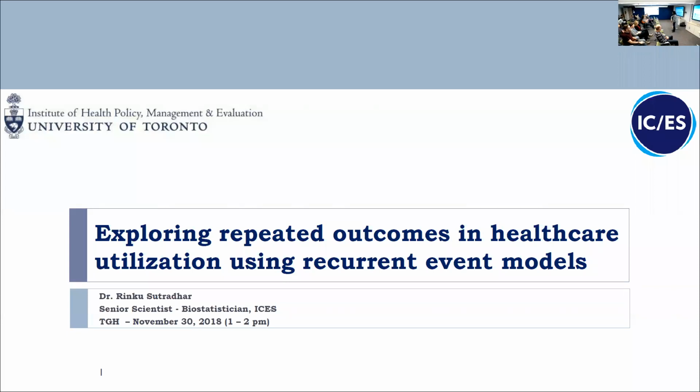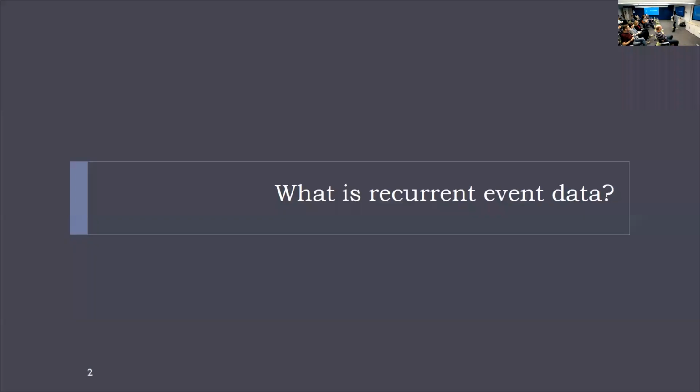Sutradhar. I am a biostatistician and a senior scientist at ICES and associate professor. I teach multi-state models at Carolina. So thank you for having me. Today I'm going to talk about repeated outcomes and how they appear quite often when we're looking at health service utilization. And I'm going to talk about the use of recurrent event models for examining these repeated outcomes.